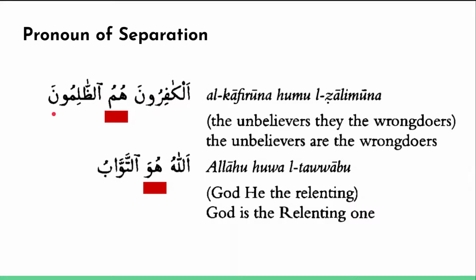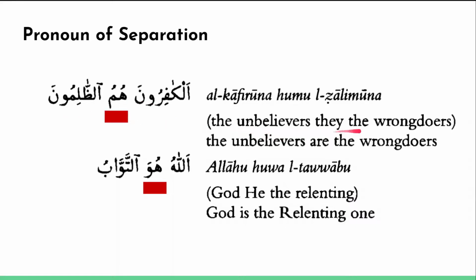They are the wrongdoers. And so in order for me to have a definite predicate, a predicate starting with al, I have to put a pronoun in the middle. The pronoun that you use is the marfu' form of the pronoun, the independent word. And this is known as the pronoun of separation. If I was to translate this word for word, I would get al-kafiruna, the unbelievers, they are the wrongdoers. Okay?